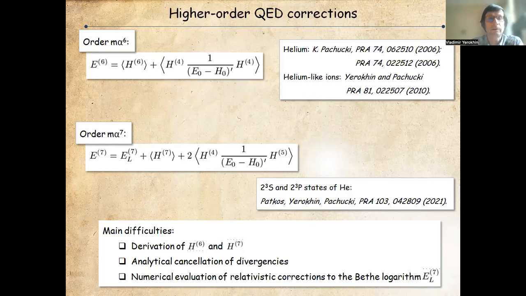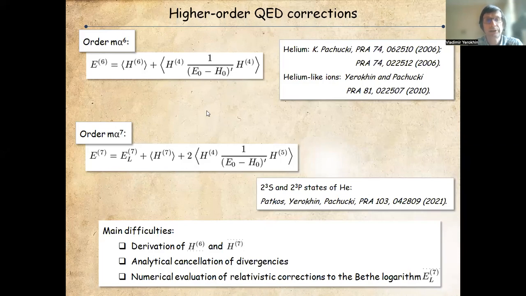The problem for a long time was to derive these expressions, and moreover to eliminate all divergences which appear in singular operators. It was solved only relatively recently by Pachucki in 2006 for helium, and later on we extended those calculations to helium-like ions. And finally, the corrections of order m alpha to the 7, and this is the subject of our calculations for the last few years.